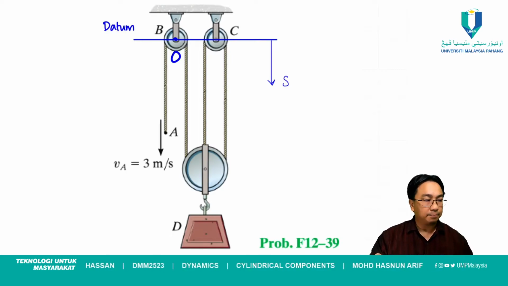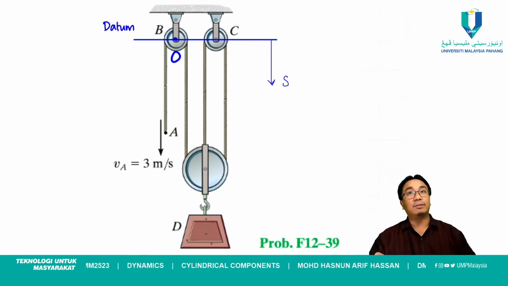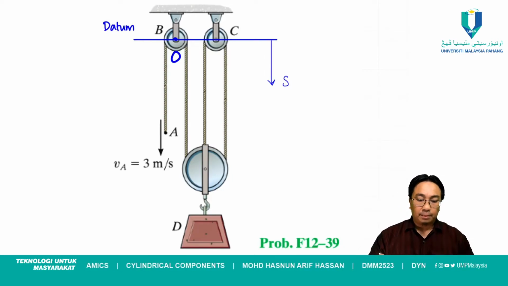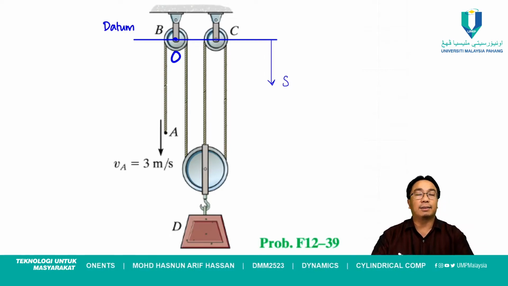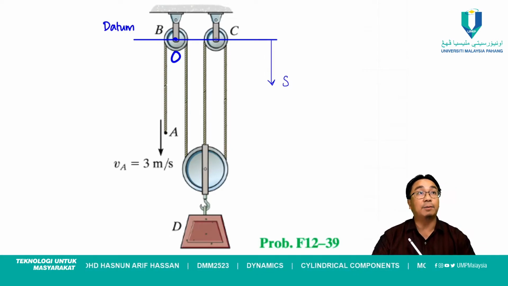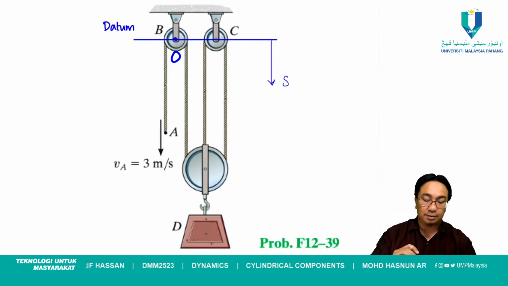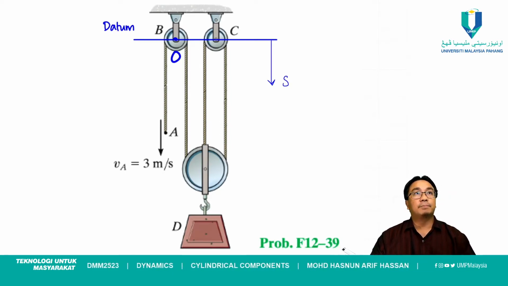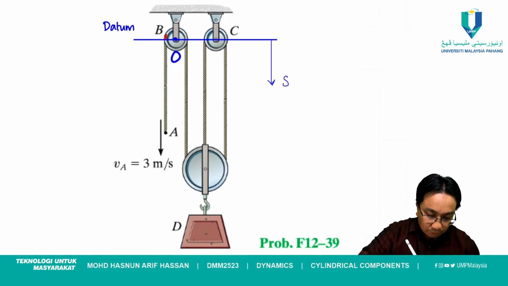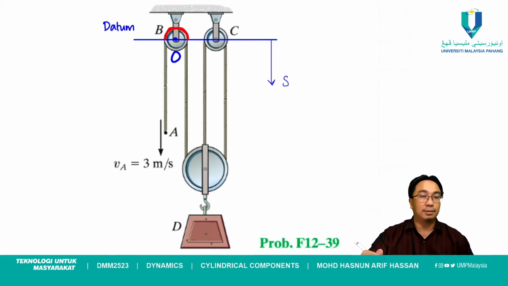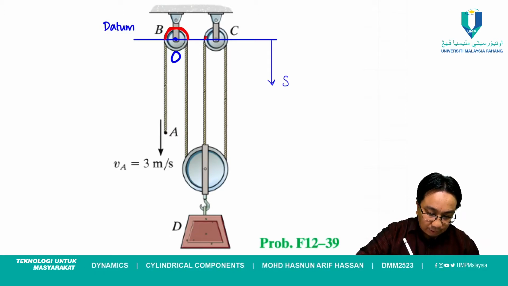Next step is to identify the constant. Betul tak? Constant length. Okay, dekat mana yang constant length? Boleh siapa-siapa bagi tahu saya. Ada berapa tempat constant length dalam sistem ini? 2. Ada 2. Dekat mana? Above the table. Okay, above. Okay, so di sini we have one constant length. Okay, dekat sini 1.